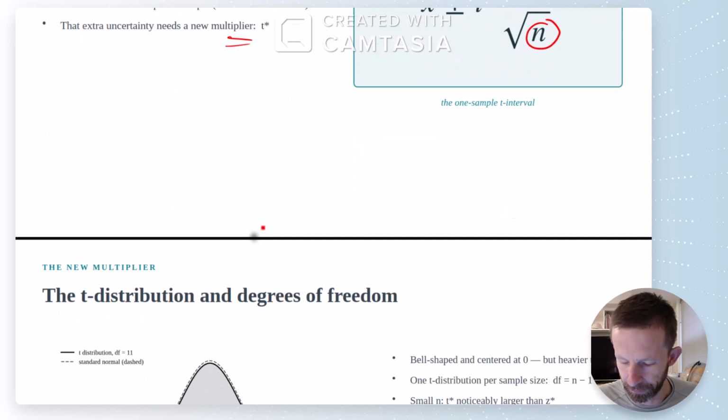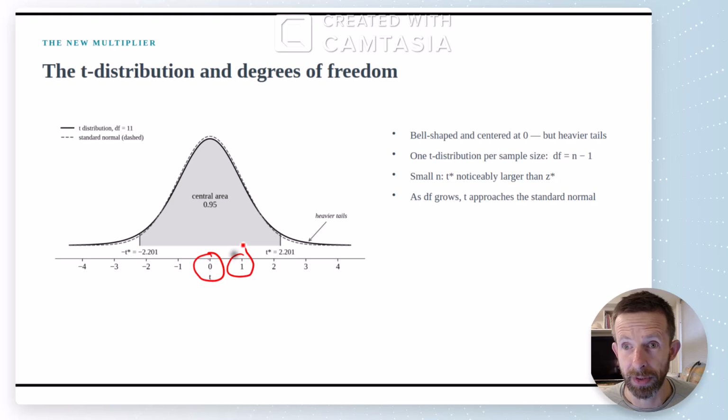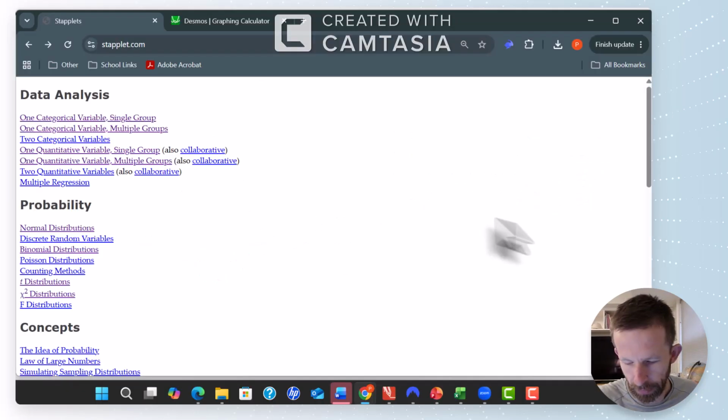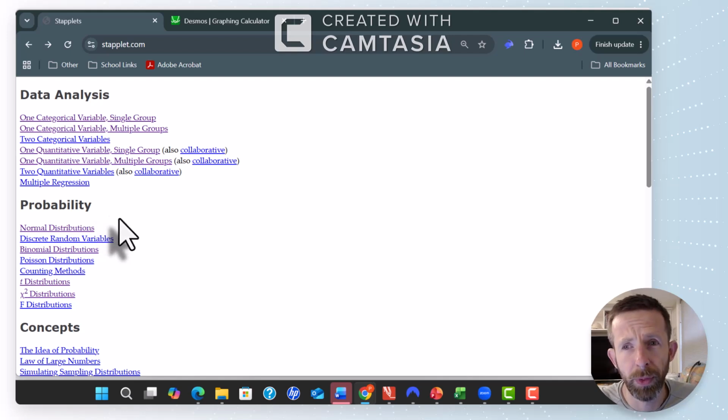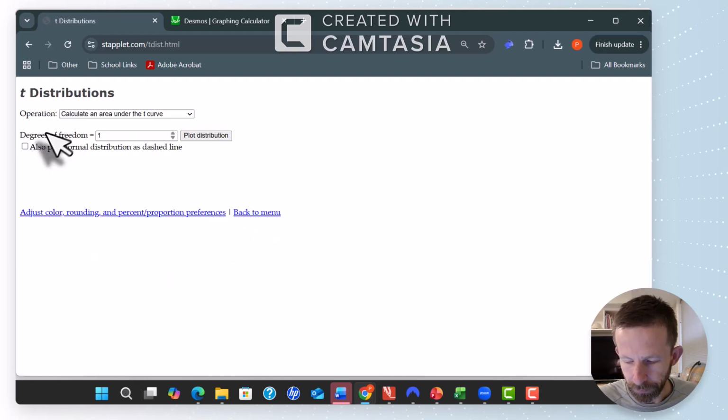It's a t distribution. So t distribution and degrees of freedom. It's bell-shaped, centered at 0 with a standard deviation of 1, just like the z curve, but it has heavier tails. One distribution per sample size. When we were doing a confidence interval for proportion, we used the normal distribution. Now we're going to use a t distribution. So degrees of freedom is going to be sample size minus 1.